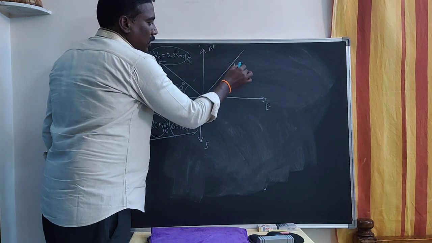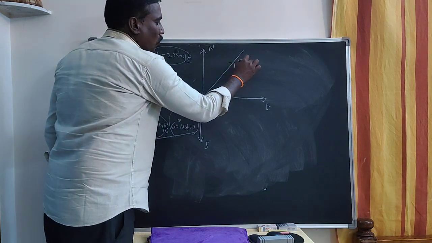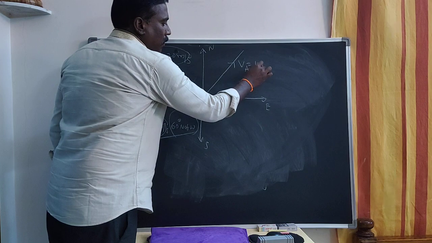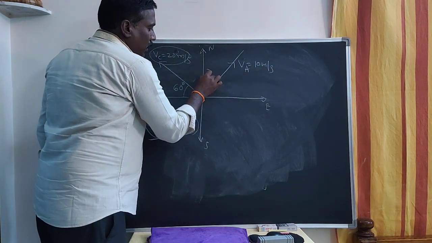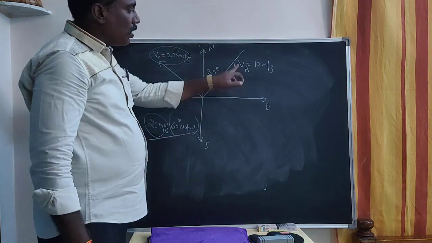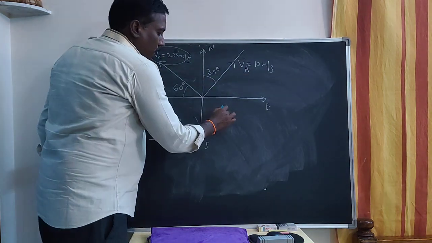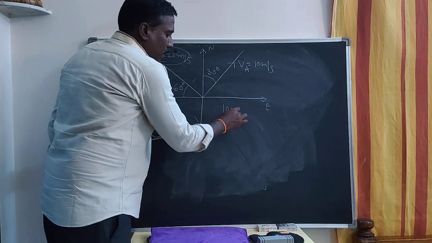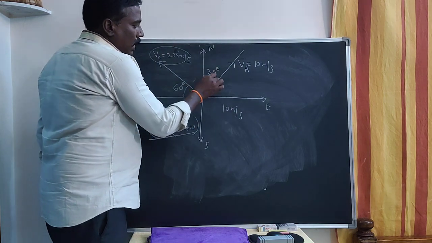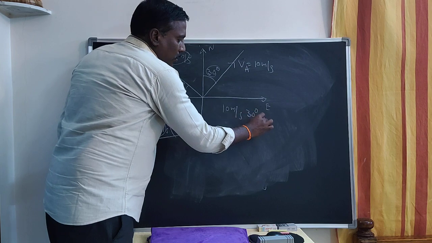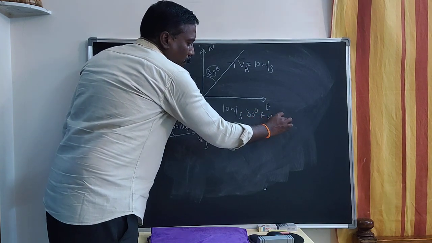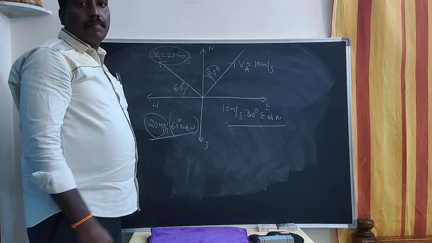Suppose this car A is moving with velocity 10 meters per second, making an angle of 30 degrees with the north. How to represent this velocity? 10 meters per second. The angle is with north, so it is 30 degrees east of north. This is the direction.